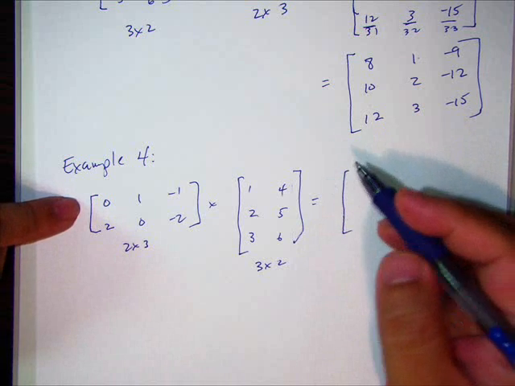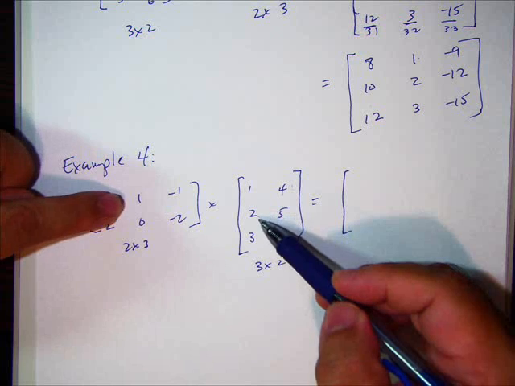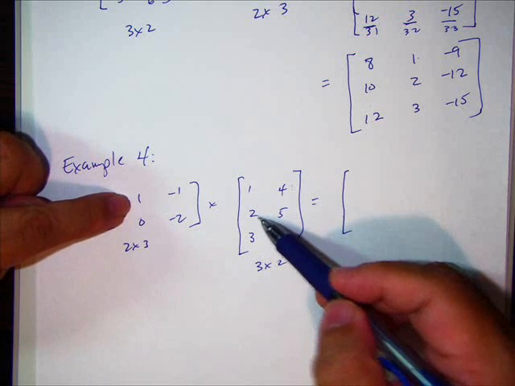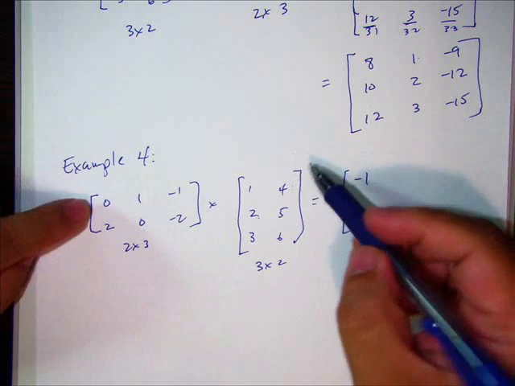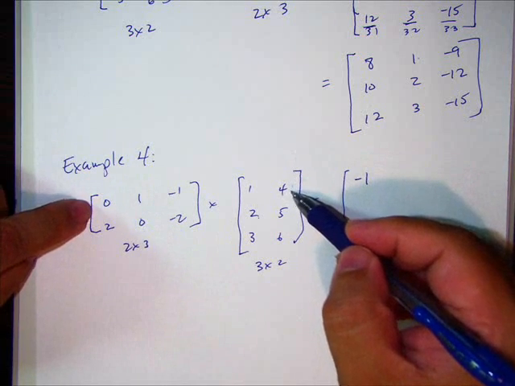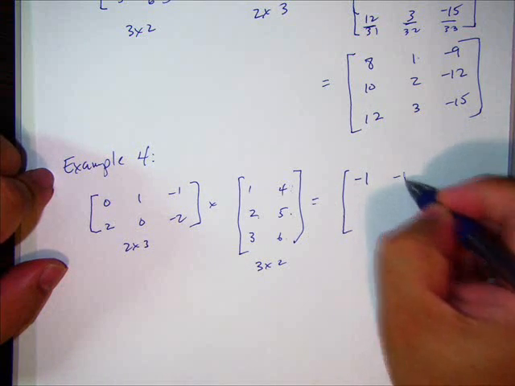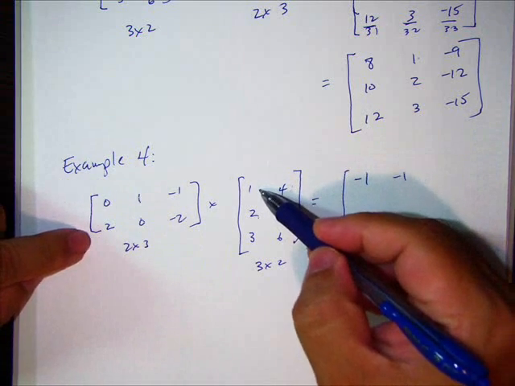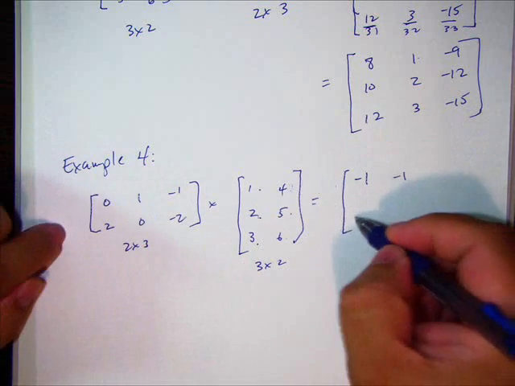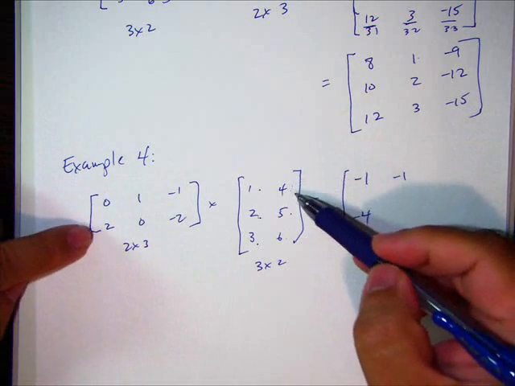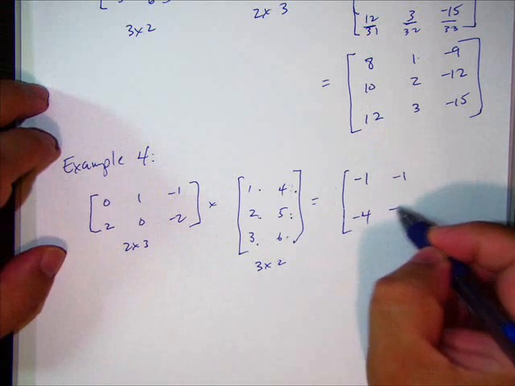Alright. There you go. 0 times 1 is 0. Plus 2. Plus negative 3. Giving us negative 1. 0 plus 5 plus negative 6 gives us negative 1. 2 plus 0 plus negative 6 gives us negative 4. 8 plus 0 plus negative 12 gives us negative 4.